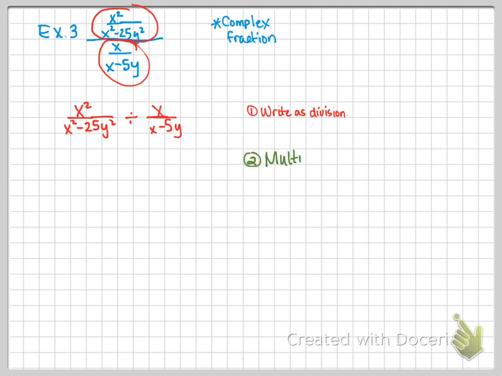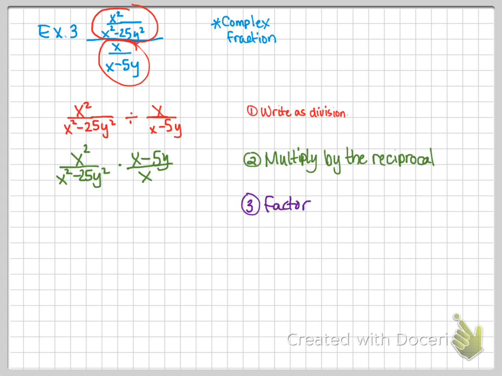So now, second step, multiply by the reciprocal. So keep the first fraction the same, change divide to multiply, and flip the second fraction. Next step, factor. Okay, our numerator is good. Our denominator is a difference of squares, perfect square minus perfect square in between. So two sets of parentheses. Square root of the first term is x. Square root of the second term is 5y. One gets a plus, one gets a minus.